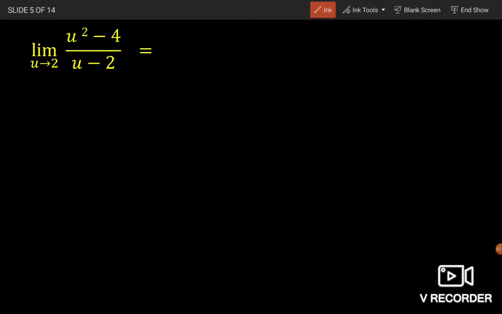Hi, this is our continuation of our topic on limits. So our next expression will be limit of u squared minus 4 over u minus 2 as u approaches 2.